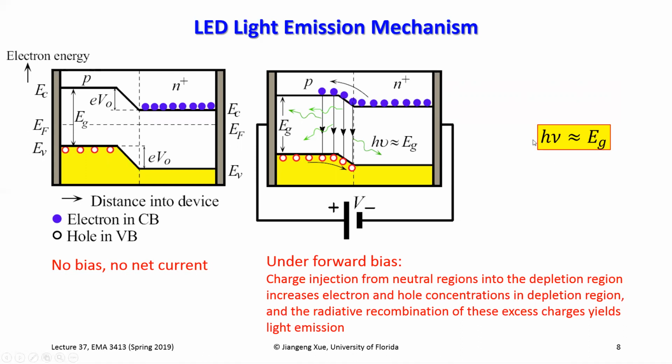And if you want to obtain different wavelength emissions, red, green, blue, you just need to choose or design a semiconductor material that has a bandgap corresponding to the photon energy. And if you want to get white light, you just have to combine different colors to make it white. So this is the end of the review for this lecture.